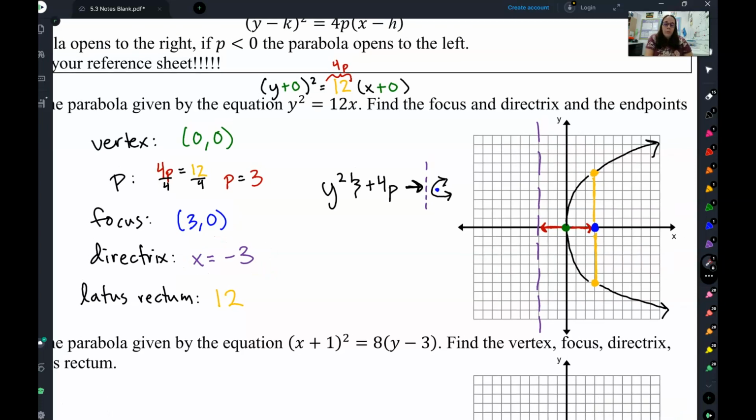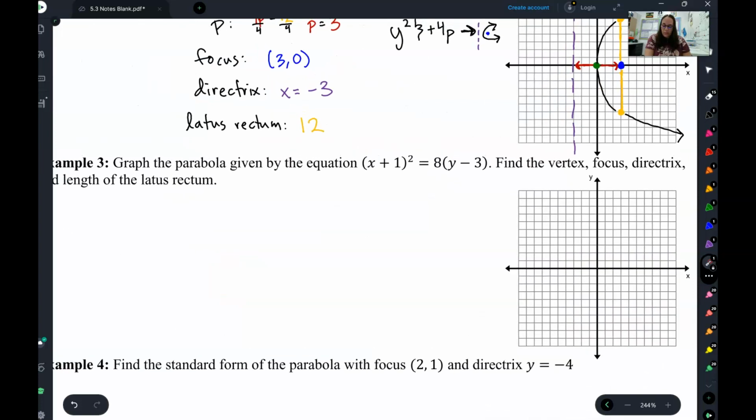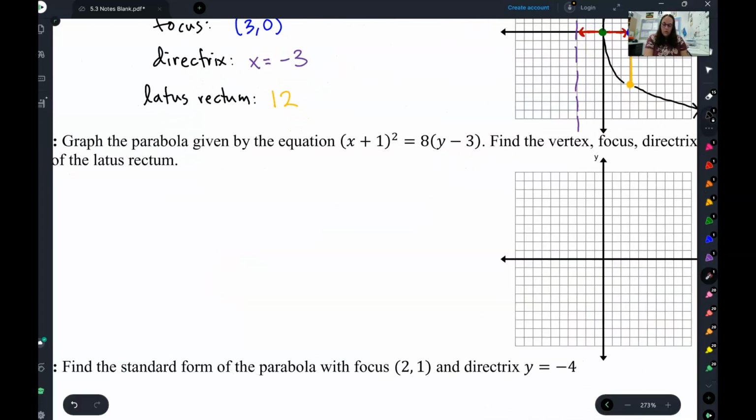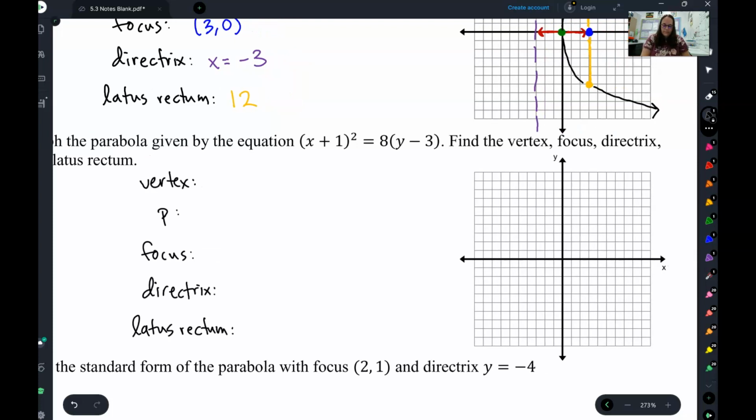So let's try one more example before we move on to the next video and do some application problems with this. One more time, let's do example 3, where you pause the video, label all the things that you need to, try this out on your own, and then come back to check your answer. So when you're ready, pause the video, try filling this out on your own using everything we've learned so far, and then come back to check and see how you did.